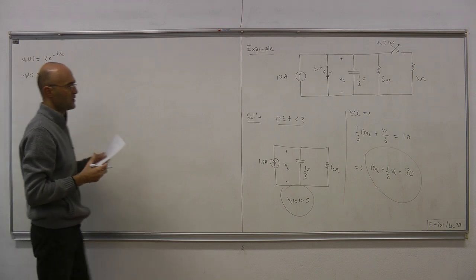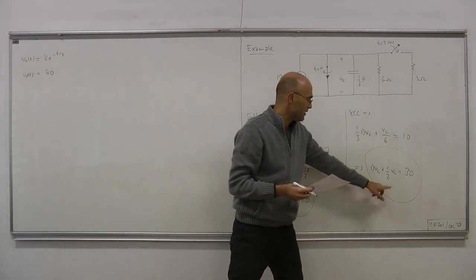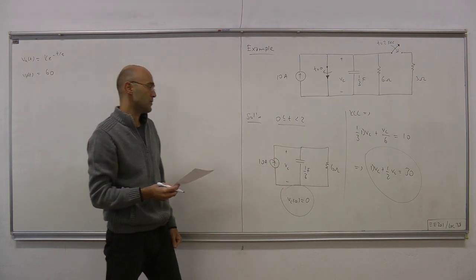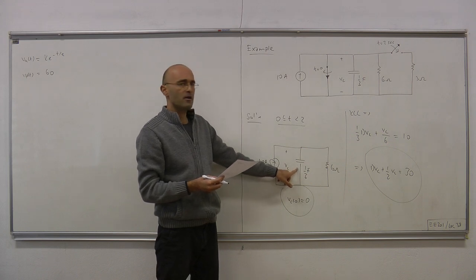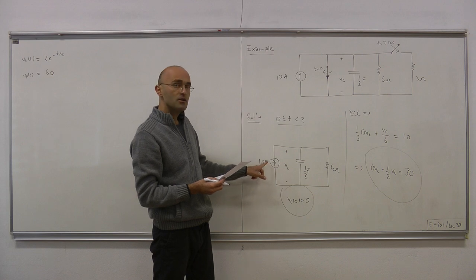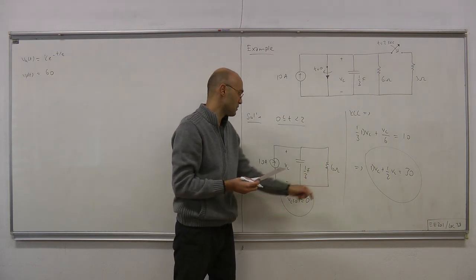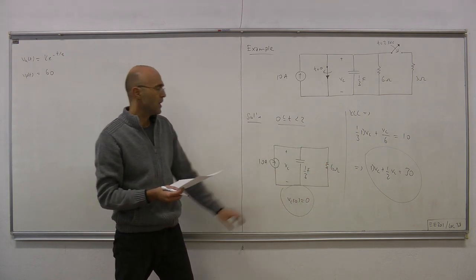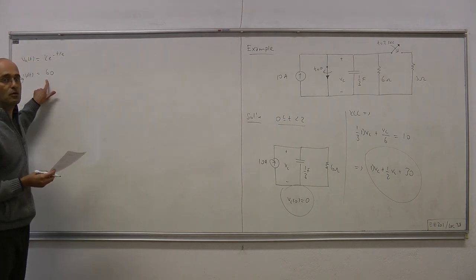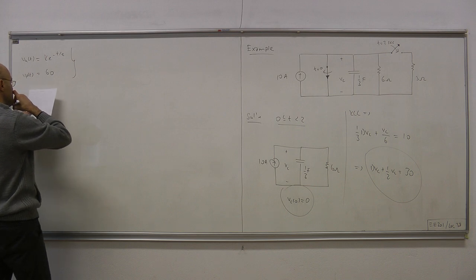Incidentally, V particular is the DC steady state voltage of the capacitor. In DC steady state the capacitor is fully charged and it's an open circuit. That means all the current, 10 amps, is flowing through the 6 ohm resistor. That generates 60 volts, and that's what you see at t equals infinity, which is our particular solution. And then we combine the two.